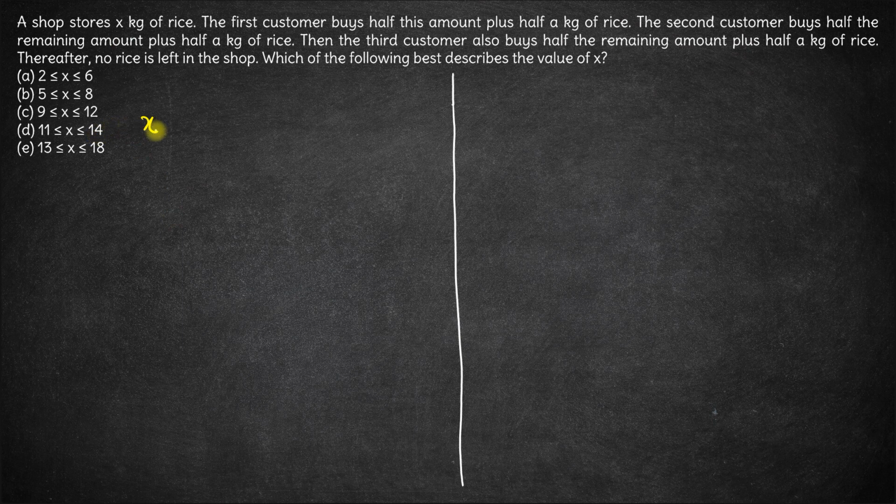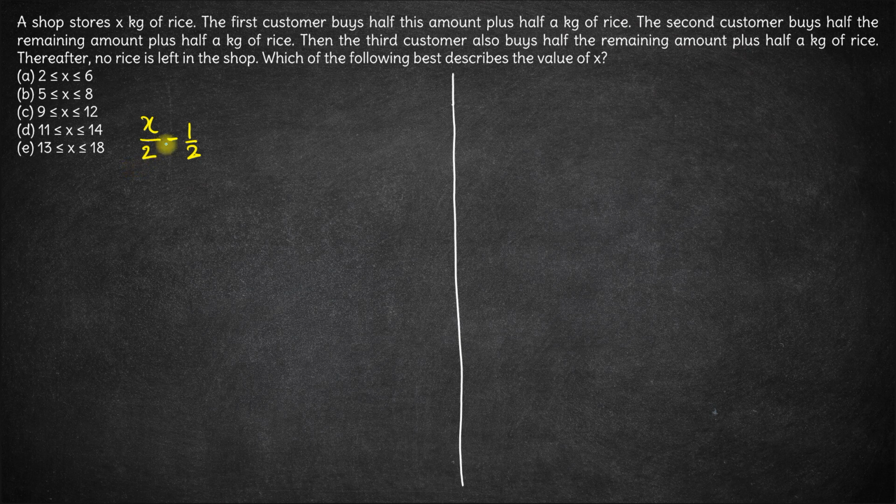So let's calculate after each transaction what is the amount of rice left with the shopkeeper. So this was what initially he had. First customer comes and buys half the amount. So he will be left with half of X. Now first customer buys half a kg more. So that means he will be left with half kg less than this. So he will be left with X by 2 minus half kg. Okay. This is what he had after the first customer has gone.